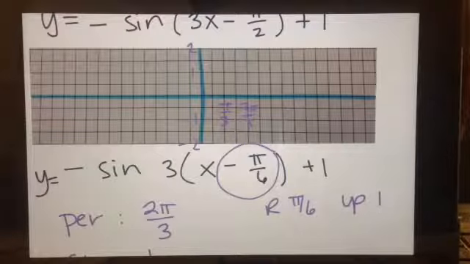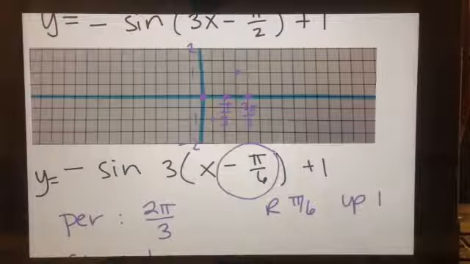Before I do my left and right movement, my up and down movement, I'm just going to do the period and the amplitude. So I'm going to start at 0, end at 0, hit 0 halfway in between. Since this is a negative graph, between the first 2 points, I'm going to go down to negative 1. The second 2 points, I'm going to go up to positive 1. So there's my amplitude and my period all graphed out.